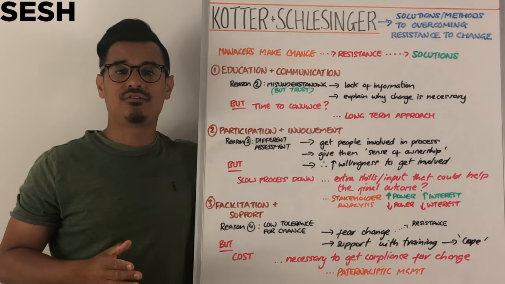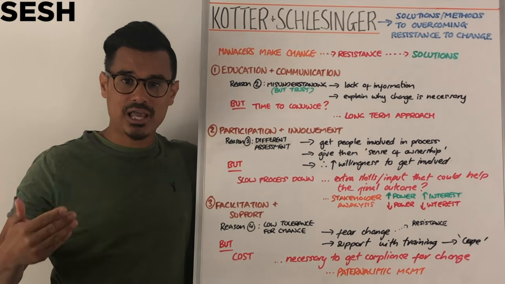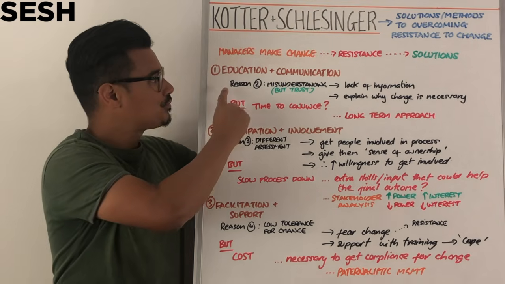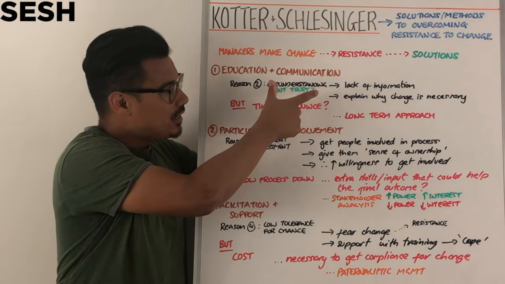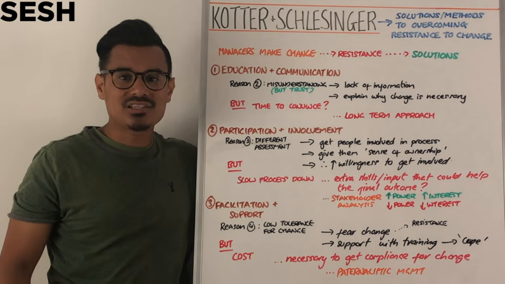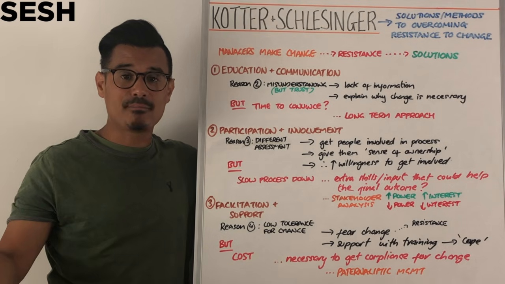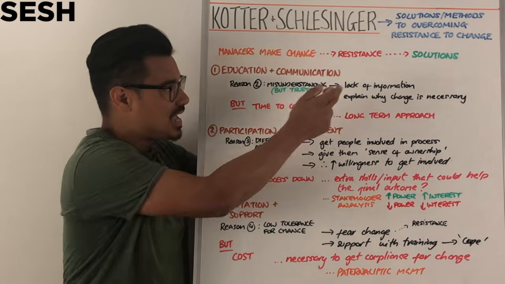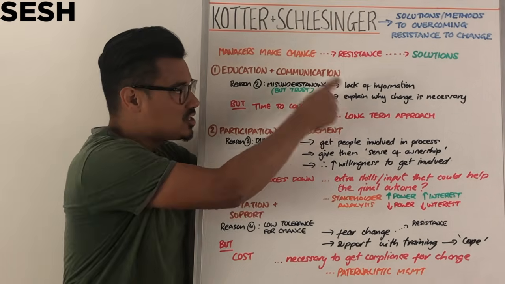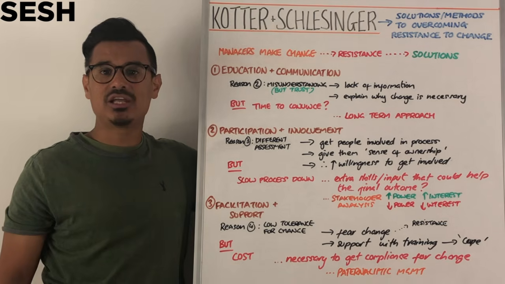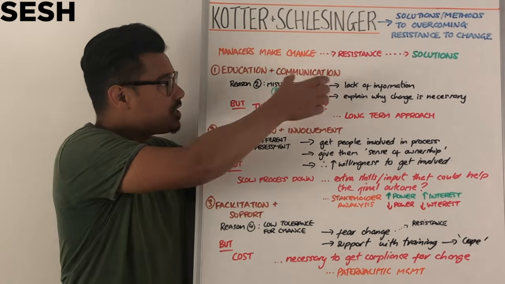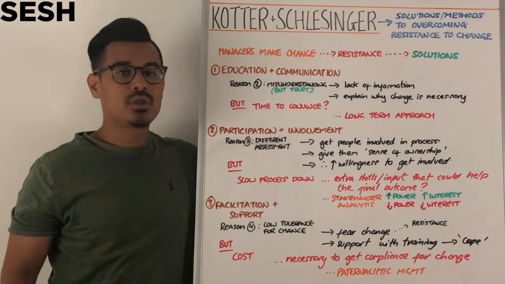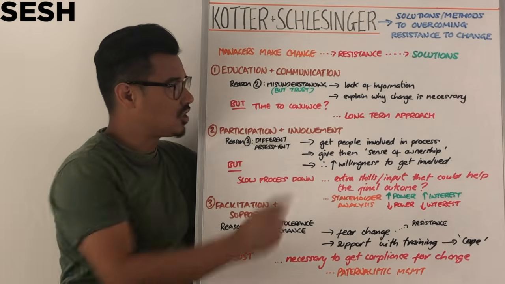We'll go through the first one. The first one is education and communication. It might be that the employees, for example, have a misunderstanding, but they do have trust in management, but they have a misunderstanding of what that change is. Maybe they have a lack of information and you need to explain why the change is necessary through communication and education.